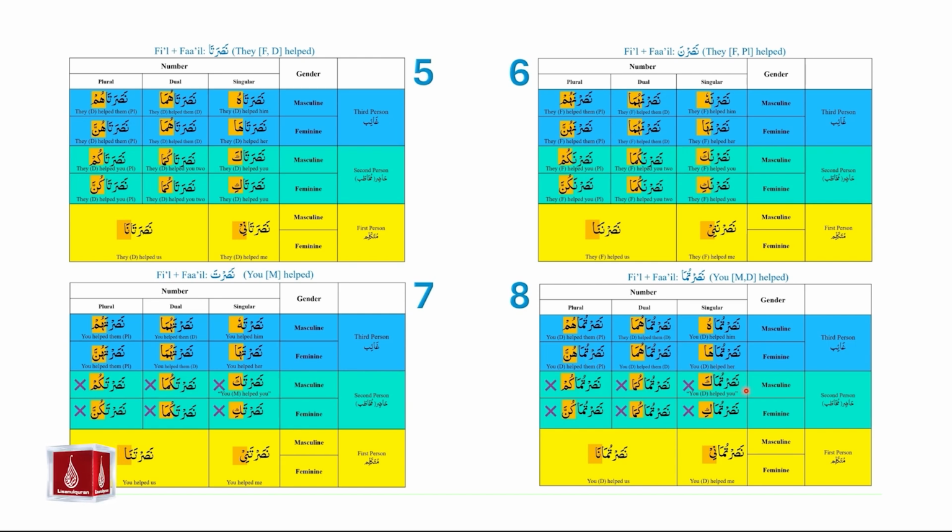Nasartumaka, once again this can be translated as you too helped you, which does not make particular sense. That's why this section will be crossed out. Nasartumakuma, nasartumakum, nasartumaki, nasartumakuma, nasartumakunna, nasartumani, you too helped me. Nasartumana, you too helped us.